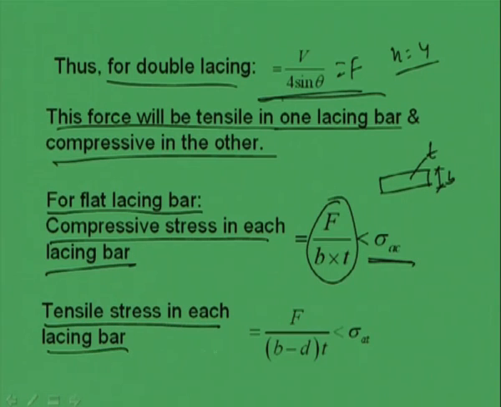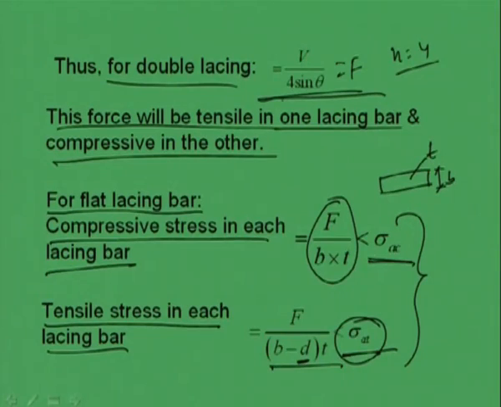Similarly, tensile stress in each lacing bar will become F by (B minus D) into T, and it should be less than sigma AT, where B is the width and D is the diameter of the rivet. That is why the net effective area will become (B minus D) into T. So, these two checks we have to do while designing the lacing system. That means the thickness and width of the lacing bar have to be chosen in such a way that the stress developed is less than sigma AC and sigma AT, where sigma AC is the allowable compressive stress and sigma AT is the allowable tensile stress in the lacing bar. So, in this way we have to design it, right.